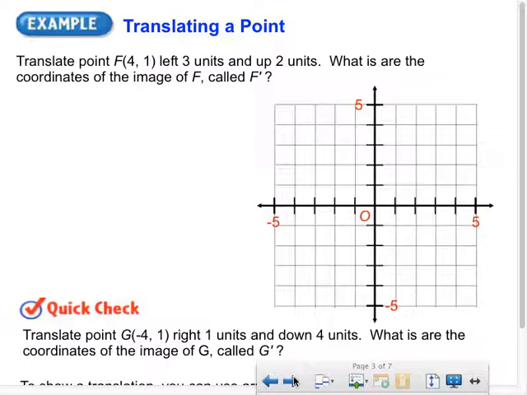Okay, let's try to go through some examples and see if we can get it. All right, so here's what I want you guys to do. I want you to translate point F, left 3 units and up 2 units. What are the coordinates of the image of F called F prime? So what I'd like, first of all, is I need a volunteer to graph point F. Who haven't I called on yet?